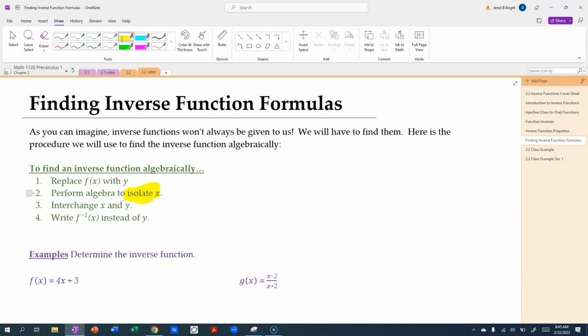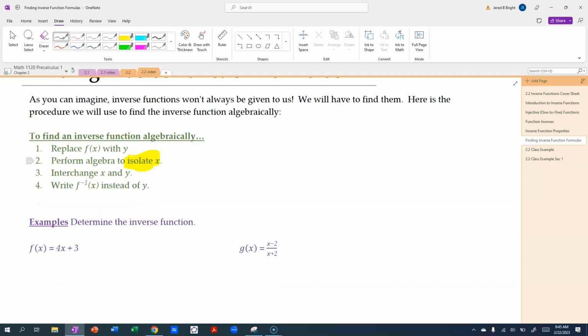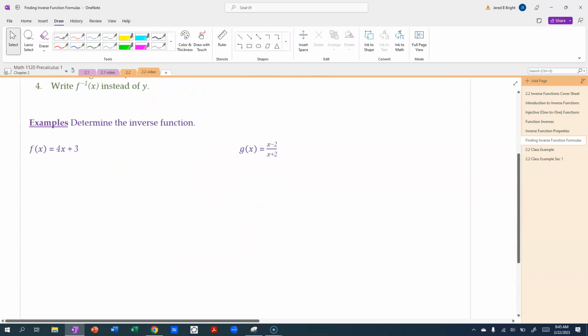Now, other places you might see these steps out of order, almost in the opposite order, and I get it. There is a reason for this, which will become clear as we get to our trickier examples, okay? So take this process on faith for now. Let's determine the inverse function.